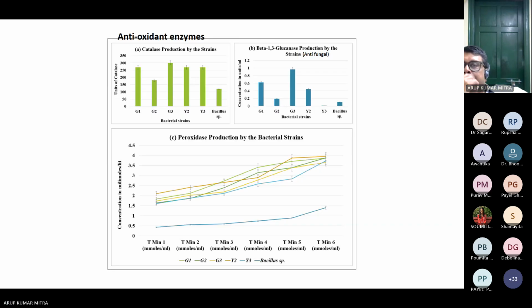Well, you all have seen oxygen stress. In order to remove that, they can grow by producing catalase, which is very common for any bacteria, or peroxidase. But at a very high level, they are producing this. What is important, the fungal cell wall degrading enzyme, beta-1,3 glucanase, is being produced by this bacteria, particularly by G3, Y2 and G1, which actually makes them potent antifungal bacteria.